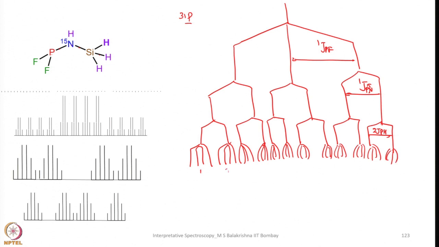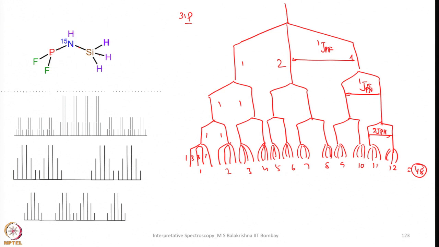If you count 1, 2, 3, 4, 5, 6, 7, 8, 9, 10, 11, 12, into 4, 48 lines will be there in it. And then the intensity should be maintained. So 1:3, overall intensity should be 1:3. And here it is 1:3:3:1. It is 1:1, 1:1, 1:2:1. So when we sketch the spectrum by looking into this coupling tree, we should ensure that the intensity is maintained here.